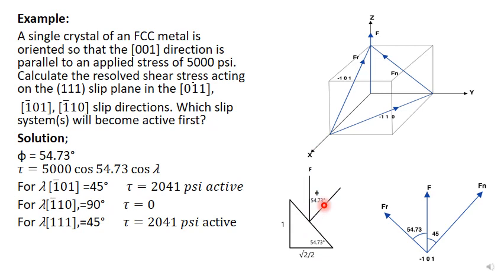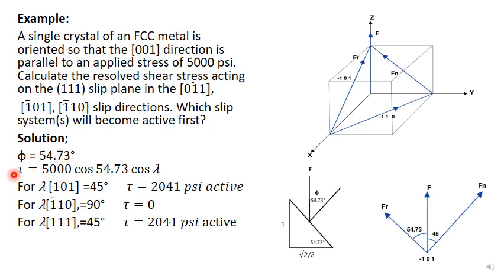Now, the load is vertical, and the angle we are looking for is between the applied load and the normal on the plane. This is the plane that we are interested in. The normal on this and the normal on this: this angle is the same as this angle. This way, we can find the value of phi, which is 54.73. Now everything is set.